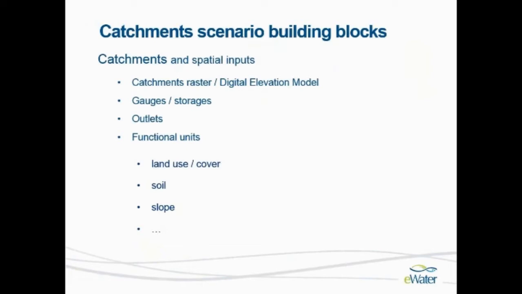So we look at it in a bit more detail. One will start off by bringing the catchments into Source, for which you could need a raster, which shows your original catchments, or Source will create the catchments for you from a digital elevation model. To this, one adds any features of interest, such as gauges or storages. You have outlets. These are the points at which you're interested in monitoring the outflows from the catchments. And then, of course, one has the various functional units that impact on the landscape in your catchment.